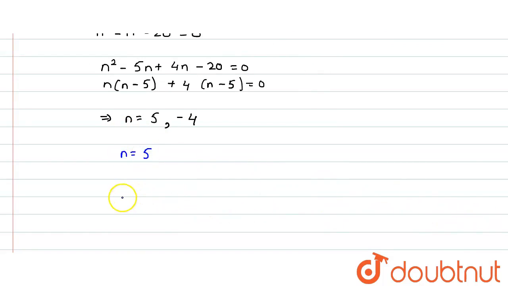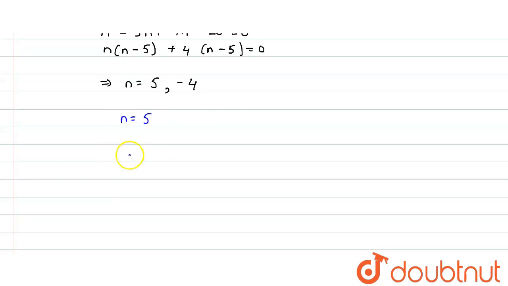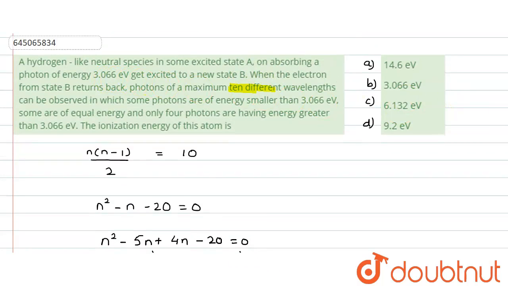Now the transition was from A to B. A was already an excited state, that means our n1 would be equal to 2, because n equals 1 is the ground state. Now what would be B? B would be n2 in this condition, our final excited state, which is equal to 5. That means the transition is from A to B, that means 2 to 5 in the first case. Now when the electron goes from n equals 2 to n equals 5, the energy absorbed is given to be 3.066 eV.